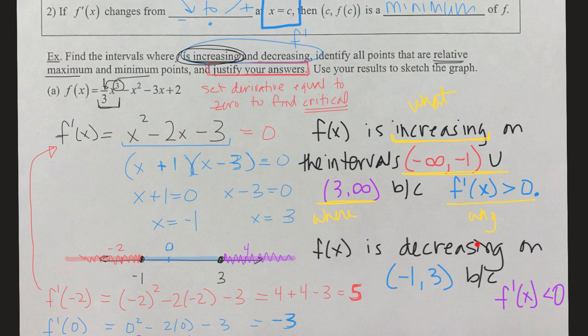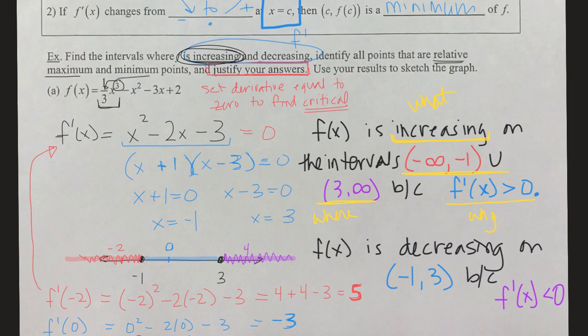Our function is decreasing from -1 to 3 because our derivative is less than 0. So that answers the first part. Those are the intervals where our function is increasing and the intervals where our function is decreasing. Okay, so how do we know whether we have a maximum or minimum? And actually, what are those answers going to be?